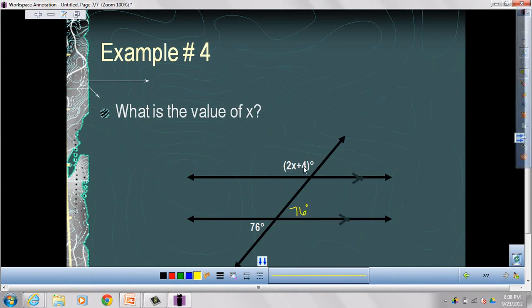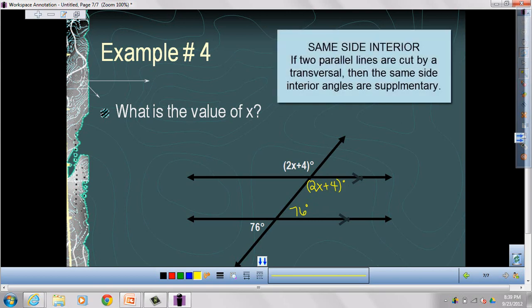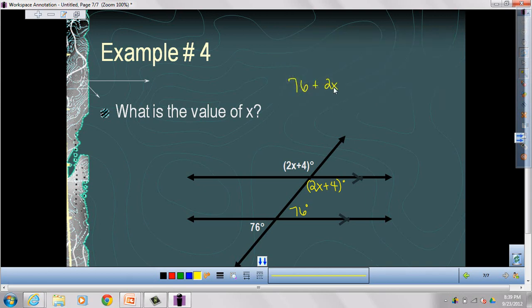And this right here is 2x plus 4, and this angle right here, which is vertical to that angle, is also 2x plus 4. So here now we have two angles that are on the same side of the transversal, and they're interior of the parallel lines. So these are same side interior angles, and our theorem said that same side interior angles are supplementary. So if I take these two angles, they will add up to be 180 degrees. Okay, so this is for same side interior angles.